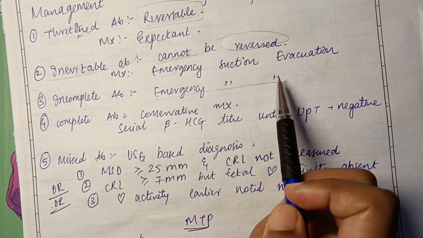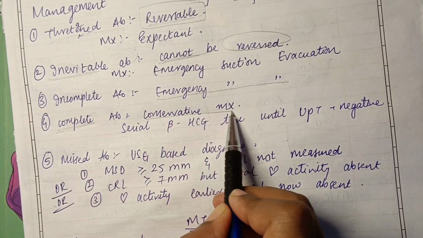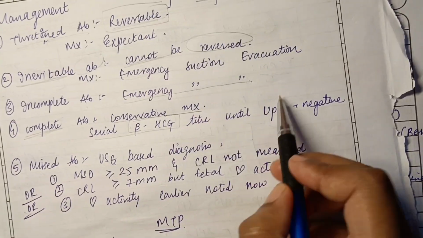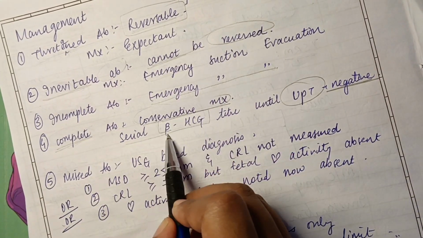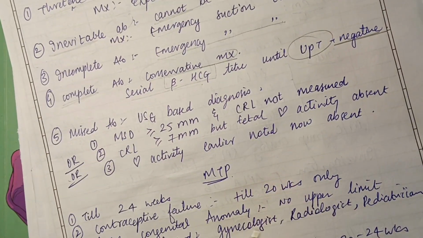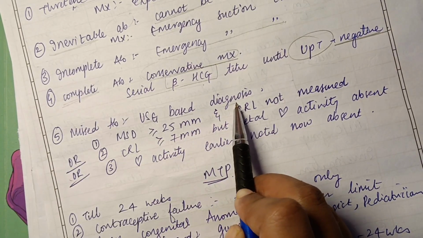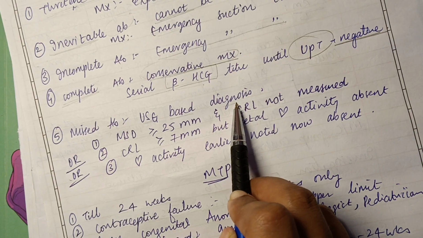So we will do emergency suction evacuation. In complete abortion, we'll do conservative management, that is serial beta HCG titer will be checked until the UPT is negative. Now, in the case of missed abortion, it is a USG-based diagnosis. Obviously, you can't find any symptoms or signs, so you will check for USG.